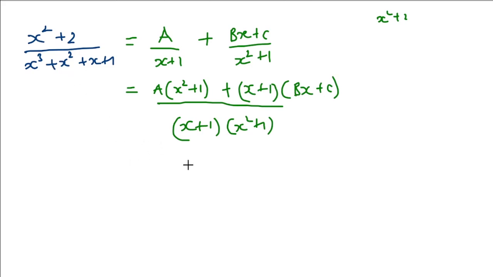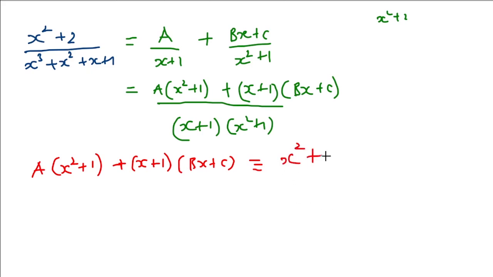Now, since the denominators are the same, we relate the numerators. If we relate the numerators, we have a into x squared plus 1 plus x plus 1 into bx plus c equaling to this, which was x squared plus 2.